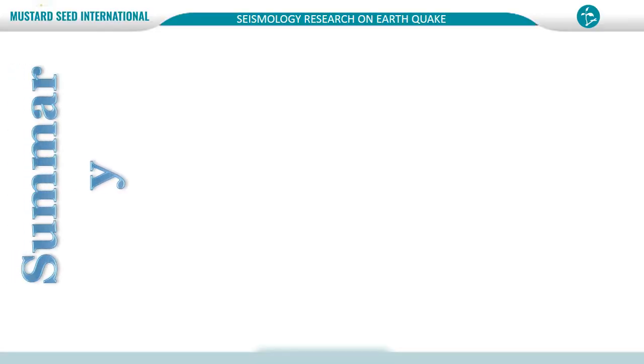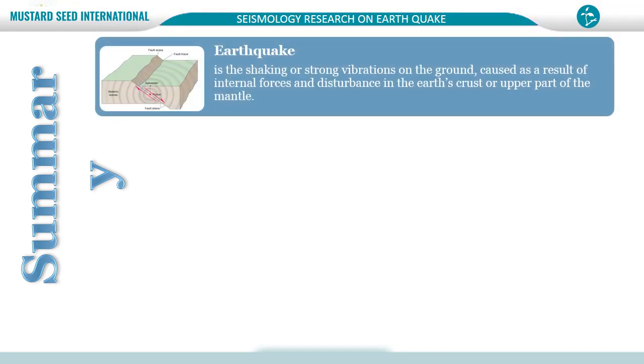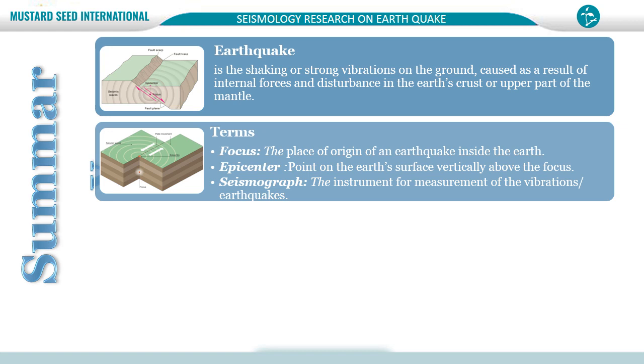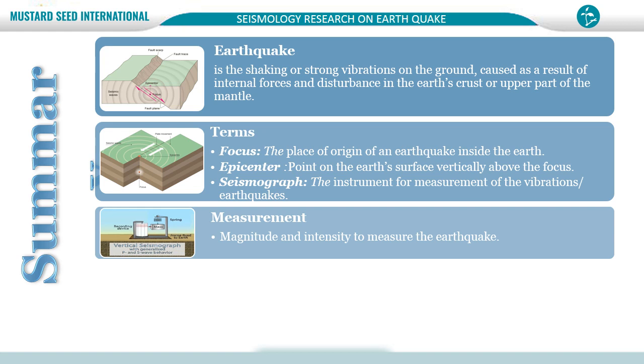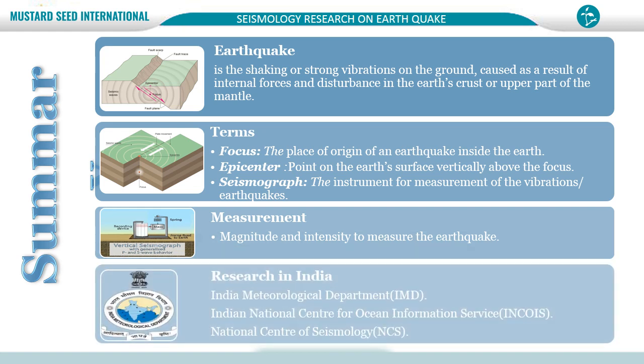At the end of this module, you have learned that an earthquake is the shaking or strong vibrations on the ground caused as a result of internal forces and disturbance in the Earth's crust or upper part of the mantle. Focus: the place of origin of an earthquake inside the Earth. Epicenter: point on Earth's surface vertically above the focus. Seismograph: the instrument to measure the vibrations of an earthquake. Magnitude and intensity to measure the earthquake. Research in India: Indian Meteorological Department, IMD; Indian National Center for Ocean Information Service, INCOIS; National Center of Seismology, NCS.